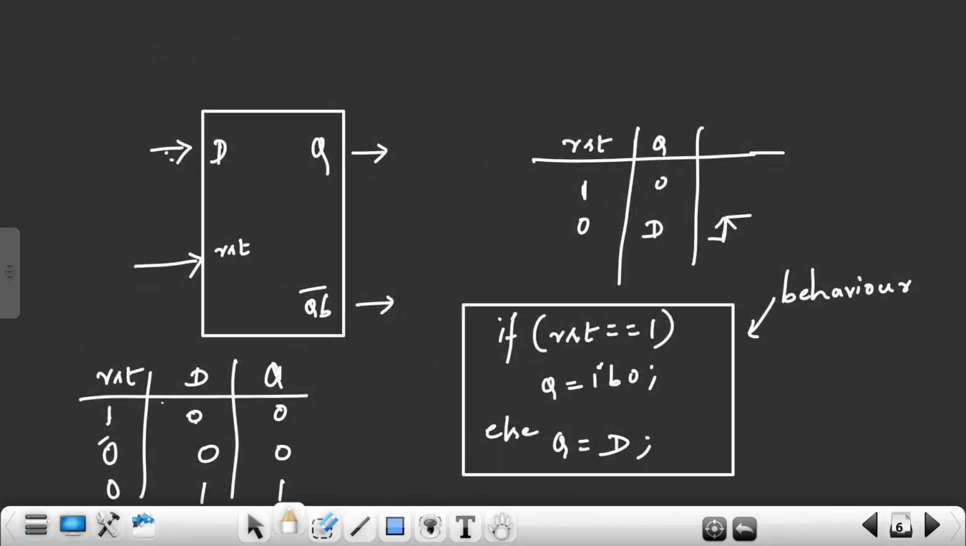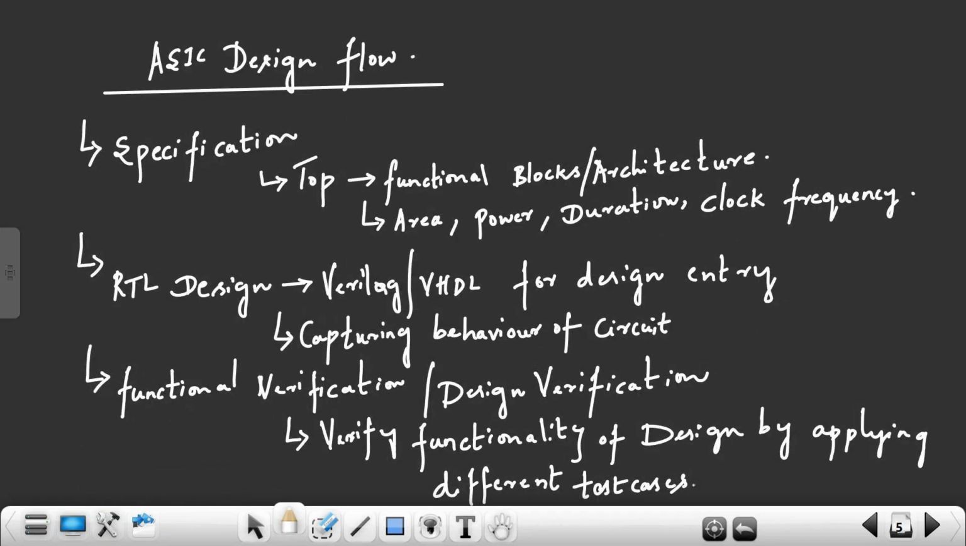See, this reset applying 1 and applying D0 is one test case. This is second test case. This is third test case. Another name for test case is what? Inputs. But instead of inputs, you should use a technical term called test cases. By applying different test cases.